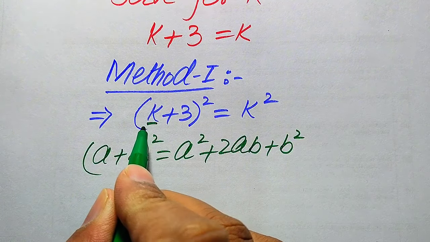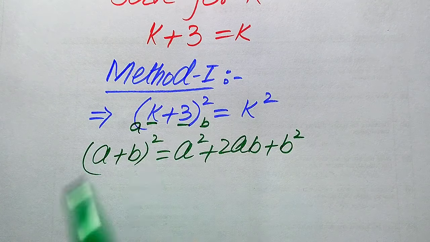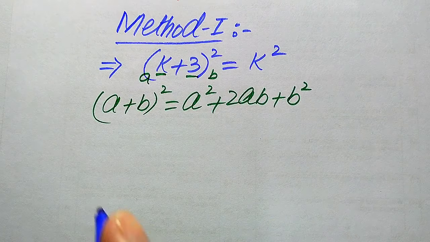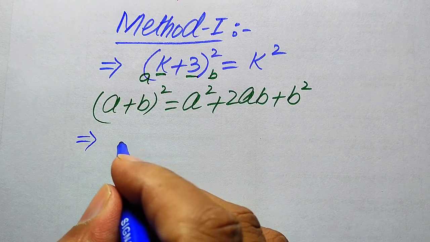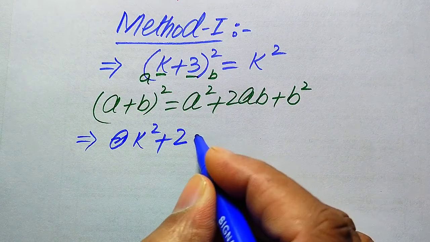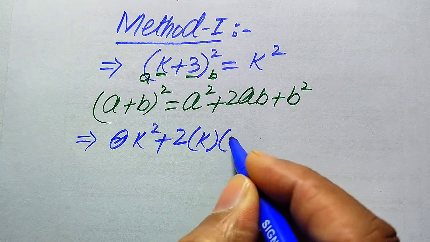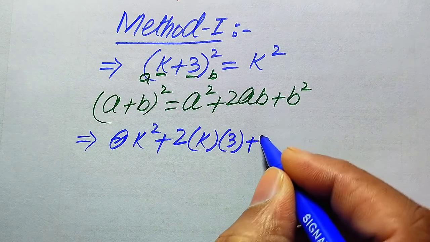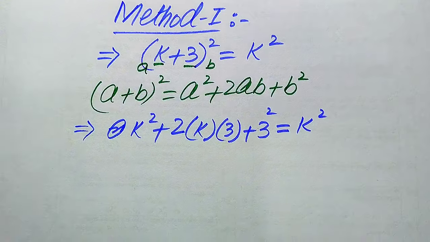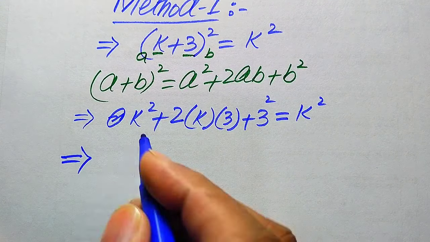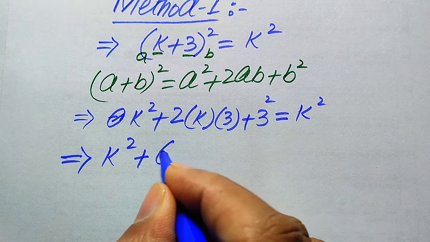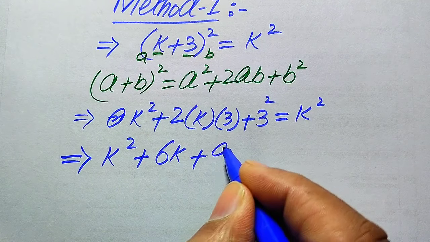According to this, this term is our a and this term is our b, and we use this formula. We write the left hand side of the above equation as k² + 2 times ab, where our a is k and b is 3, plus b², that is 3², equals k². So we need more simplification, and it will be written as k² + 2 times 3, which becomes 6k, and 3² becomes 9.